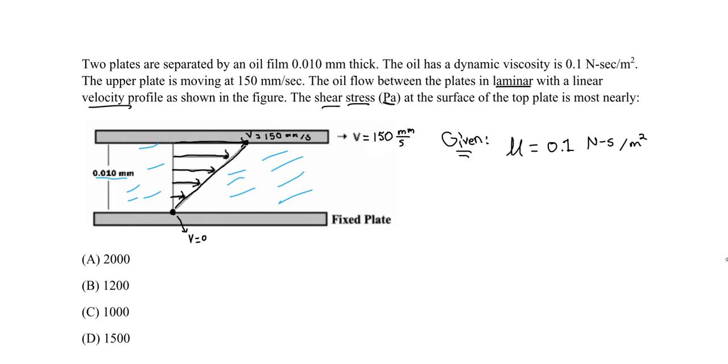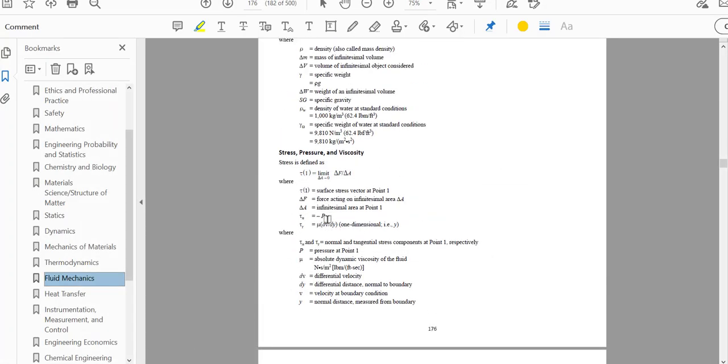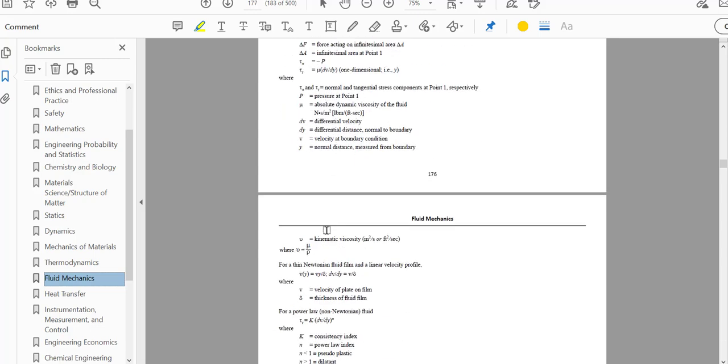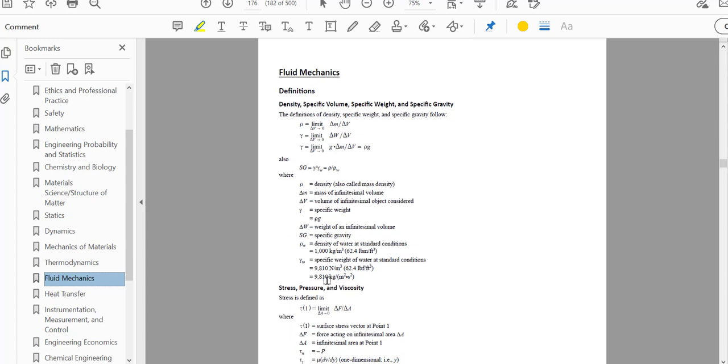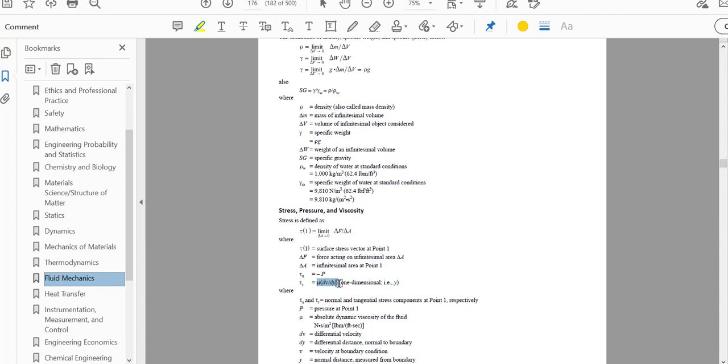And we also know that the shear stress, which is what essentially we're trying to solve, which is our tau, is going to be provided in the FE handbook, the equation. So I'm going to always refer to the handbook. If you look at the fluid mechanics section, you're going to be given this equation. You just take your dynamic viscosity times the velocity gradient. The velocity gradient is our dv divided by dy. So that's our velocity gradient for the shear stress, and this is in the tangent direction.